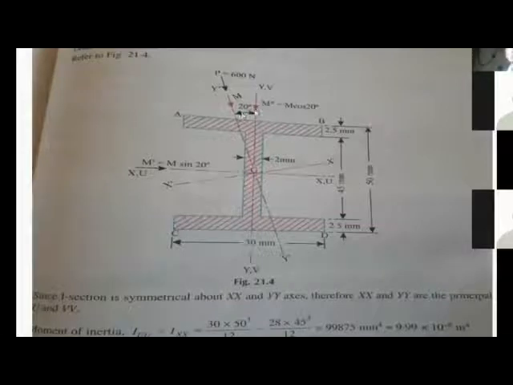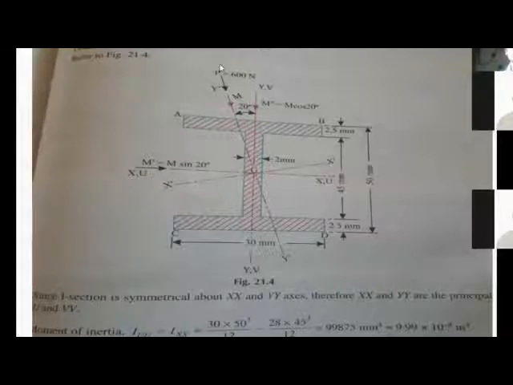Now this is a symmetrical I section, which is used as a cantilever with the span of some 2.14 meters or something. It is given in the problem. So now the loading is applied along this axis. So I'm calling this the YY axis. This is my XX axis, and this is the UU axis and this is the YY axis. So this is your theta.